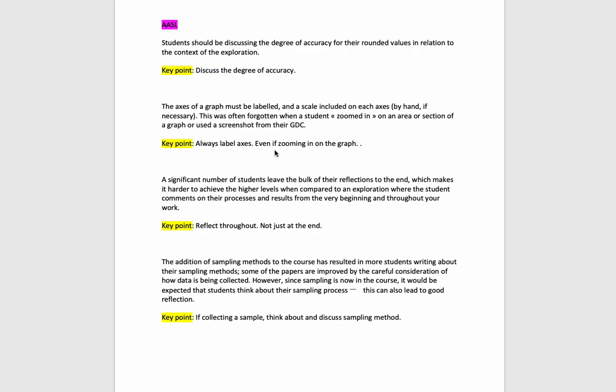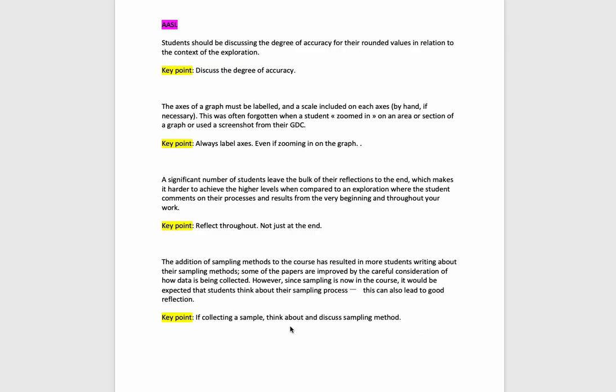Always label axis, even if zooming in on the graph. Sometimes students zoom in on a graph and they say, look, here's the error. Here's a view of the error, but even then you should label the axis. Reflect throughout, not just at the end. Very, very important key point. That's pretty much written in every single subject report.